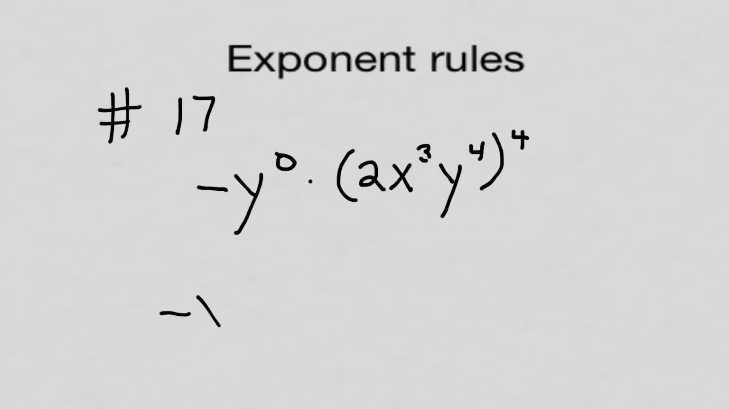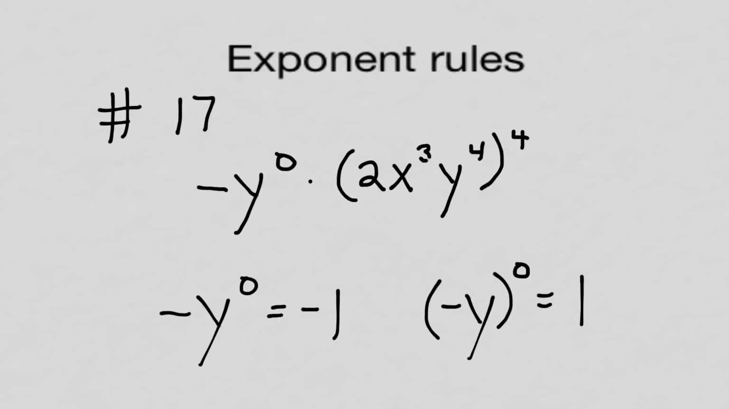Minus y to the 0 power equals: y to the 0 is 1, with a negative in front of it. This equals negative 1. If I put negative y in parentheses to the 0 power, that equals 1, because everything inside the parentheses is to the 0 power, and anything to the 0 power is 1. That's what I've got over here. Over here, y to the 0 equals 1 with a negative sign in front of it, that equals negative 1. So I just wanted you to see the difference on this before we go on.